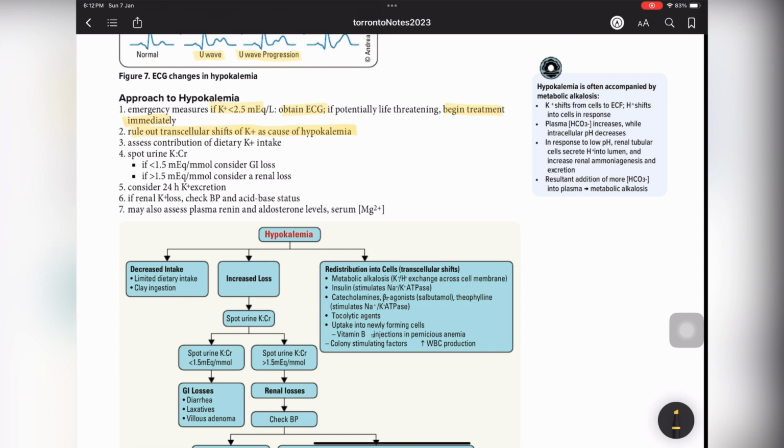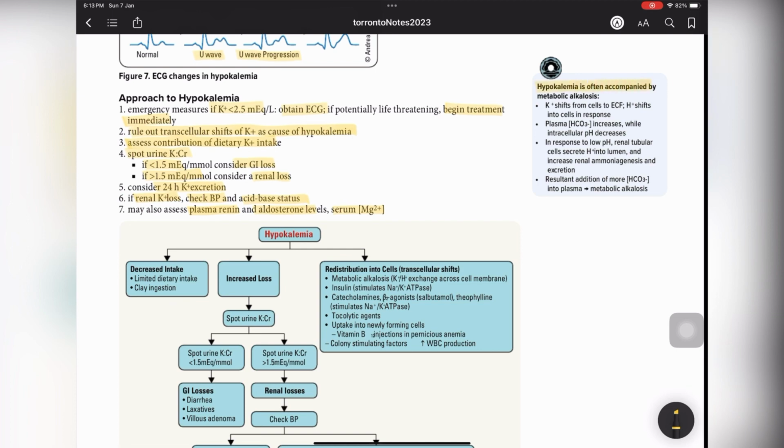Let's say in diabetic ketoacidosis, we need to see if the patient has DKA. And then we also need to see the contribution of dietary intake. And then we do a spot urine potassium creatinine ratio. If the ratio is less than 1.5, that is GI loss. If more than 1.5, the reason is renal loss. And also we need to check 24-hour potassium excretion. If renal loss, we need to check blood pressure and acid-base balance status of the patient. We need to see the plasma renin, aldosterone levels, and serum magnesium levels.